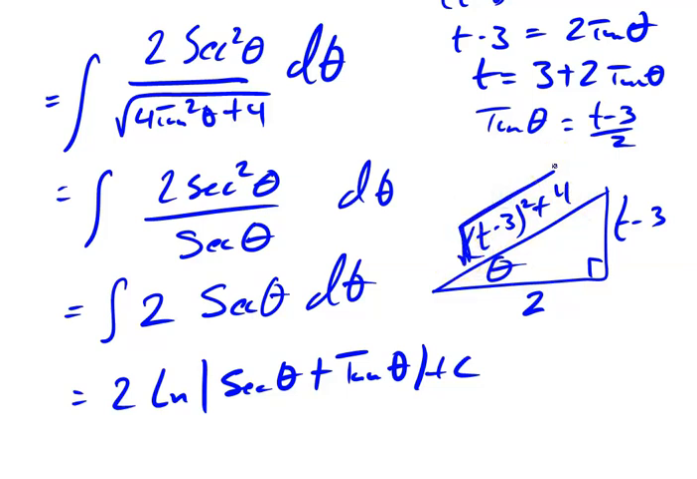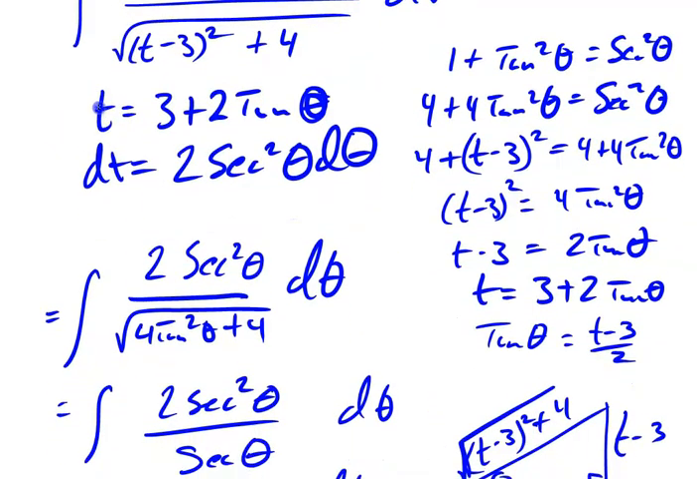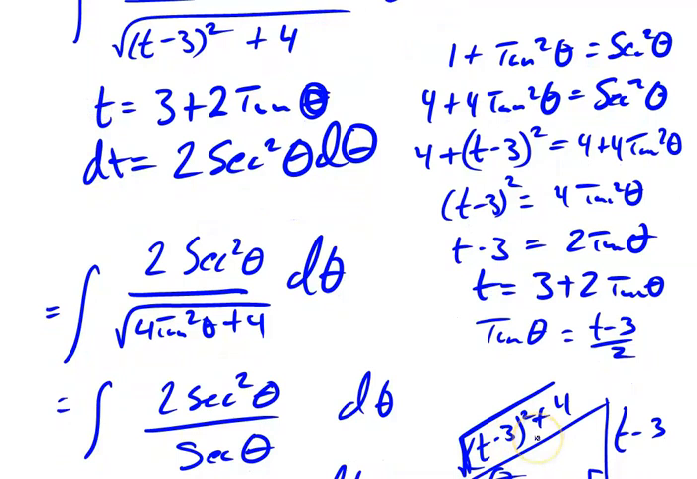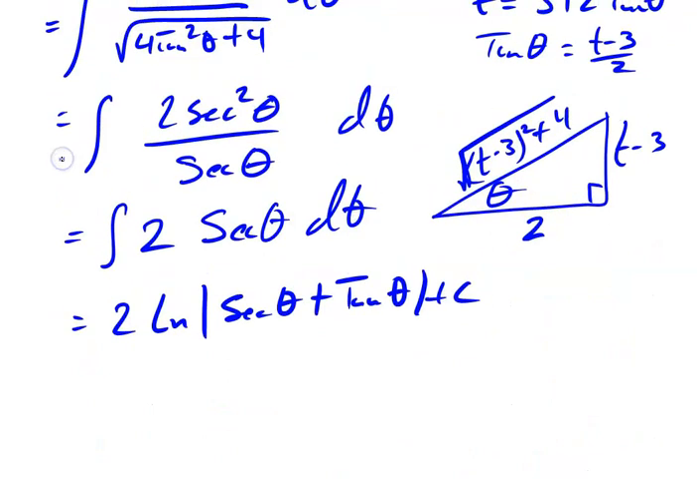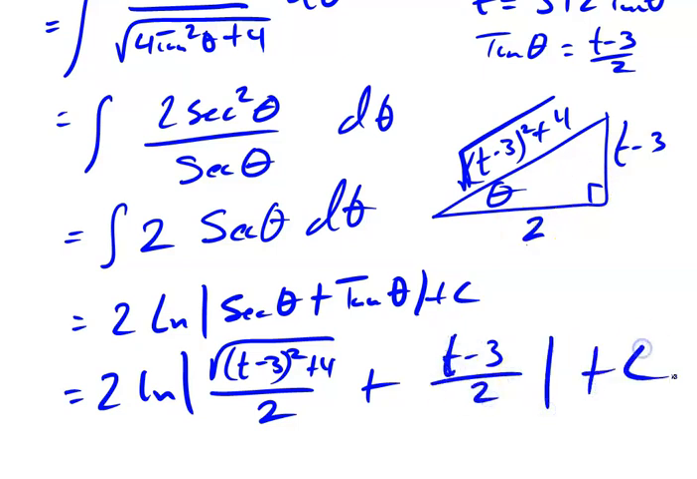and then the square root of all of that, which is the thing that we had back up here, right? That this hypotenuse that we just calculated is the same as the square root that we had right there. Good. That's always a good sign. So now I can substitute back in, because I know that the secant of theta is this divided by that. So hypotenuse divided by adjacent, square root of t minus 3 squared plus 4 divided by 2, plus the tangent of theta, which is this divided by that, t minus 3, that's opposite over adjacent, over 2 plus c.